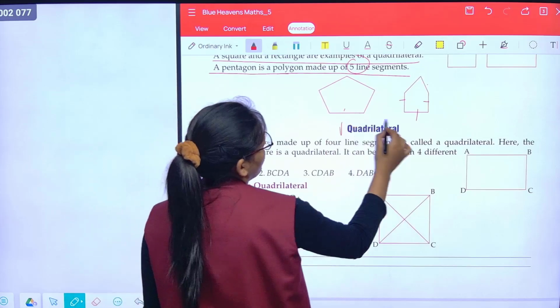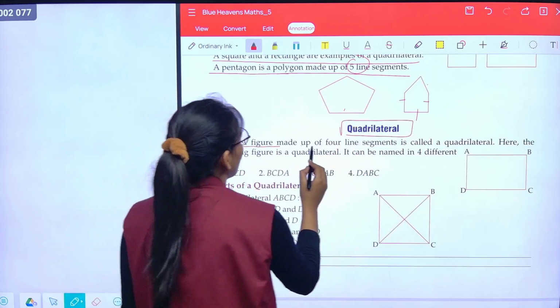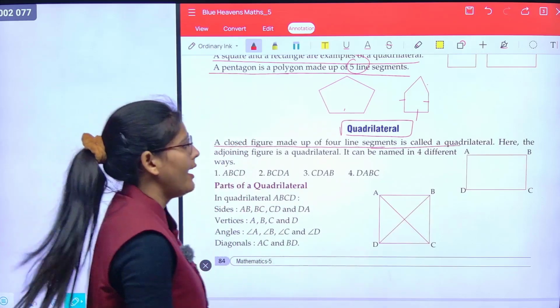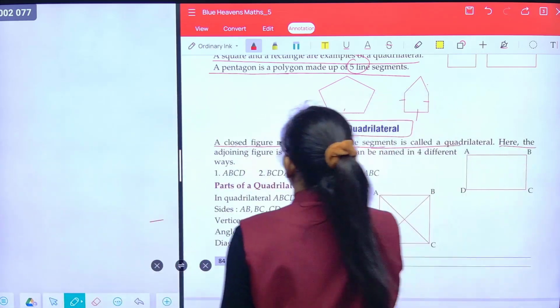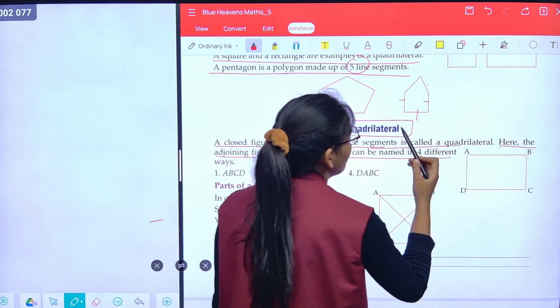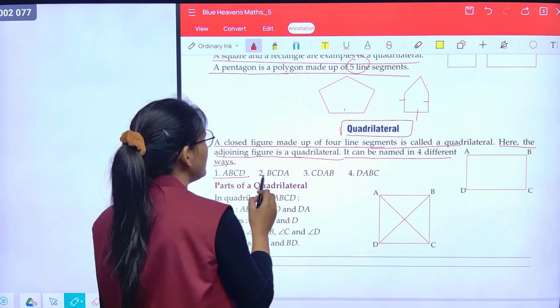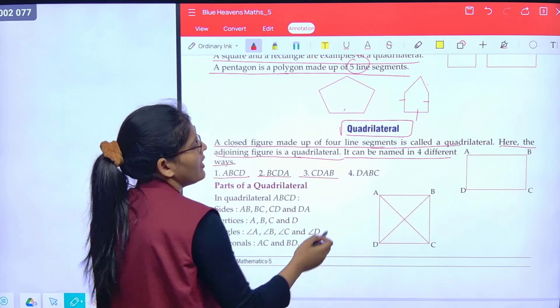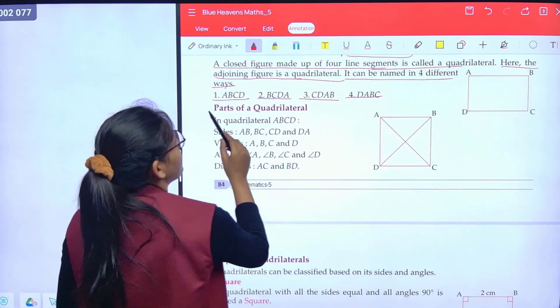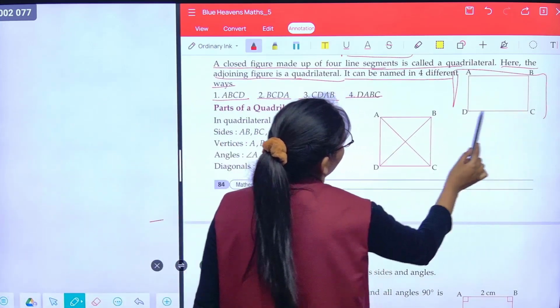Now come on, quadrilateral. A closed figure made up of four line segments is called a quadrilateral. The adjoining figure is a quadrilateral. It can be named in four different ways: ABCD, BCDA, CDAB, DABC. Understand, class? This is a figure.